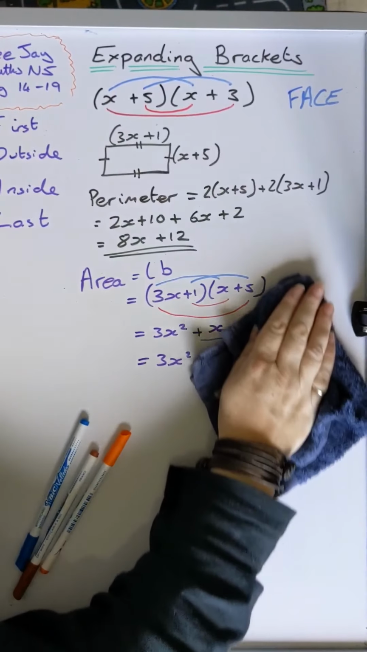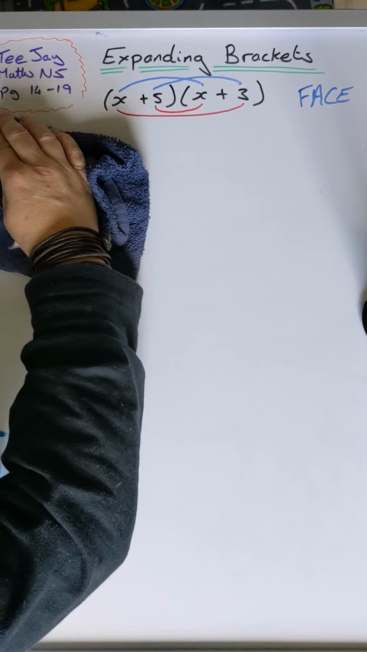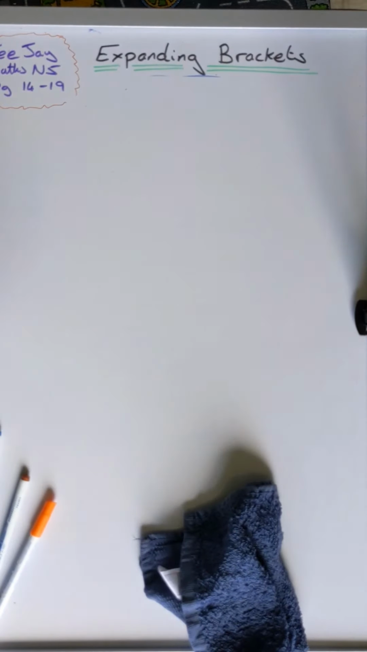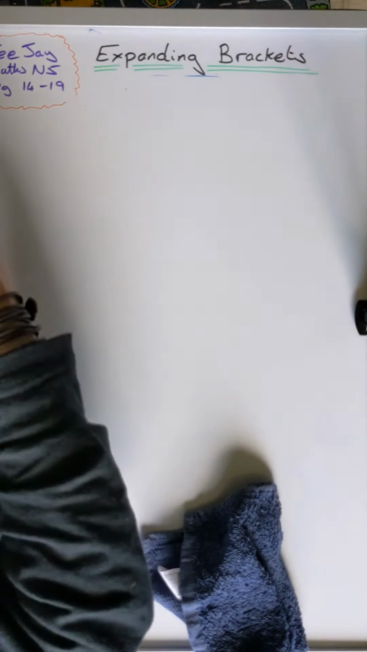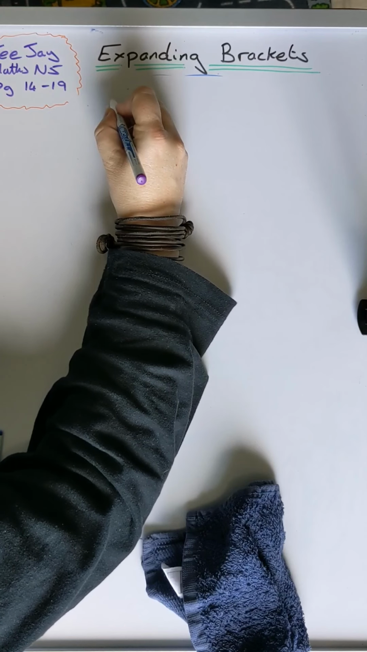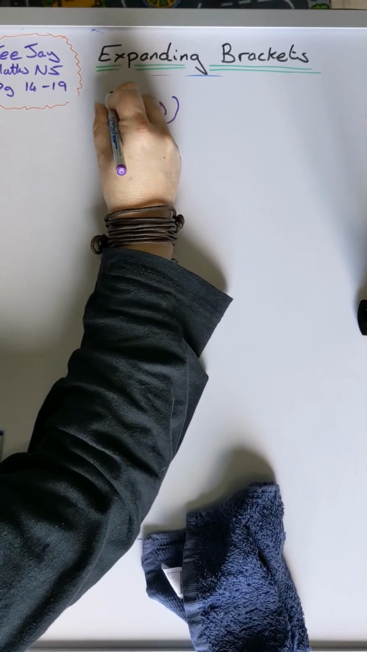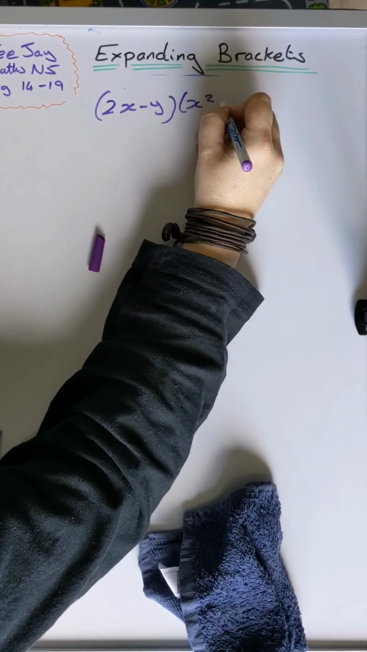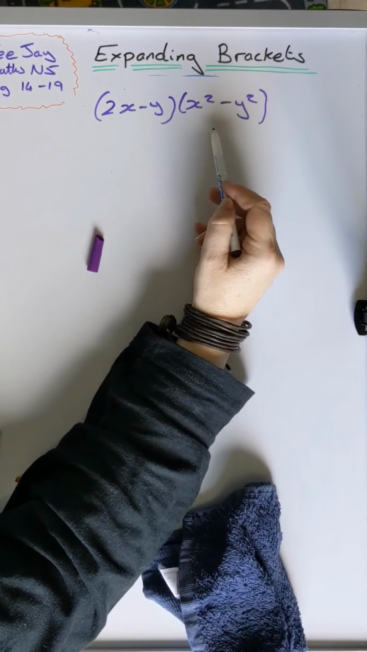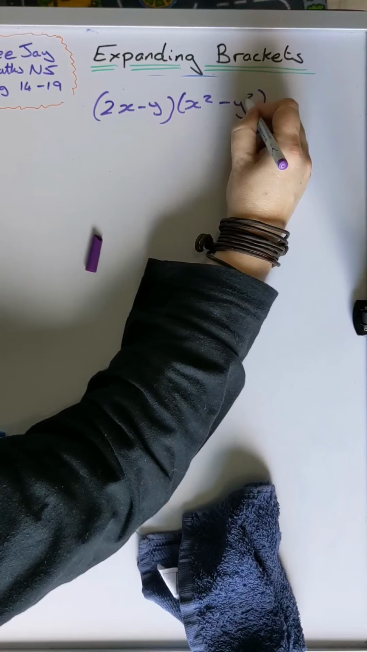One of the other ones that they like to give you, if I can get that all off, I'll take that off as well now. You should be getting used to the idea. They like to do something along the lines of, let's see, 2x minus y times x squared minus y squared. This last one's actually famous. You're going to come across it shortly when we're factorising back into brackets.